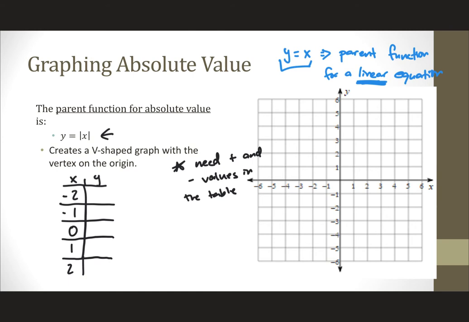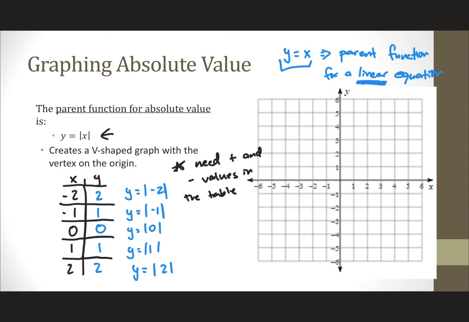Here are my x values. I'm going to plug them into my parent function. So I have y is equal to the absolute value of -2. Well, the absolute value of -2 is 2. Here we go again. y is equal to the absolute value of -1. That's 1. And it just goes on down the list. y is equal to the absolute value of 2, and it's 2. These are my coordinate points.